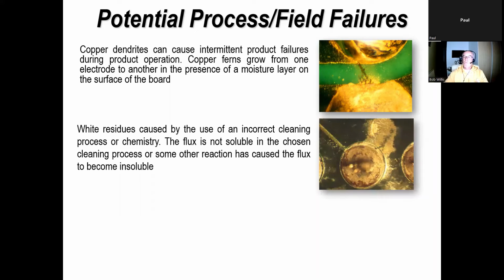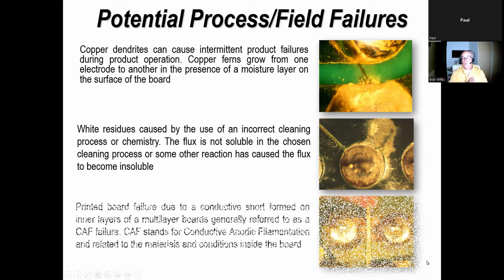We can have white residues. Now, white residues are a function, generally speaking, of incompatibility of cleaning materials and the fluxing materials that you're using. And you should evaluate those two things as if you were making a cake. You know, you want those materials to be compatible. If they're not, you get this, and potentially that leads to poor adhesion of a conformal coating if you're going to apply it onto the board, or it can actually cause corrosion products in its own right. It very much depends, and certainly most customers would not accept it.